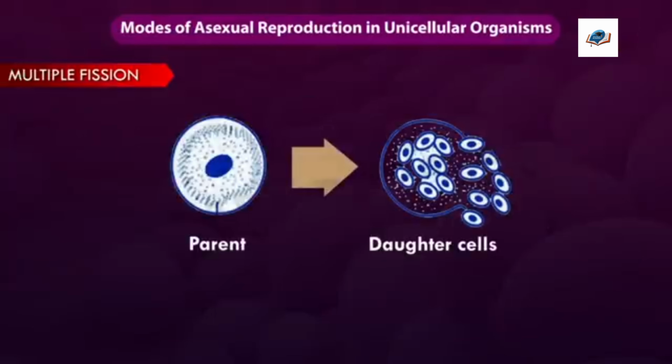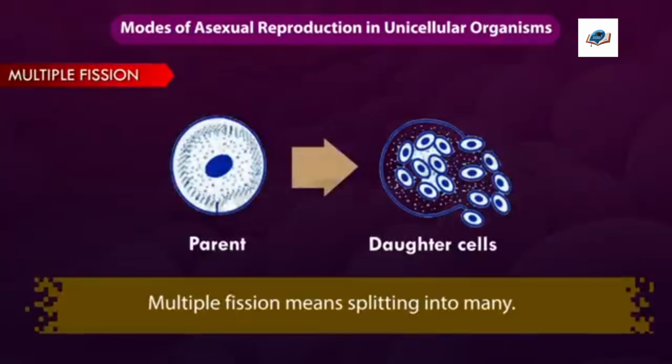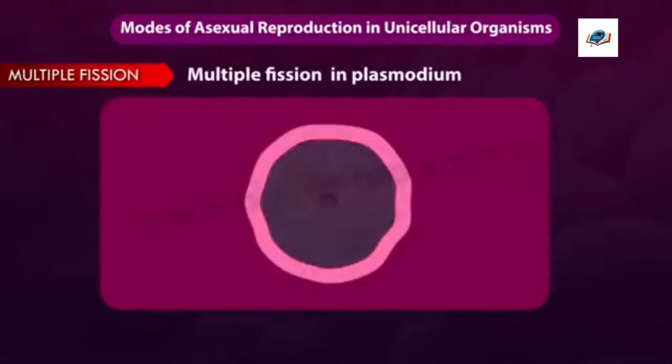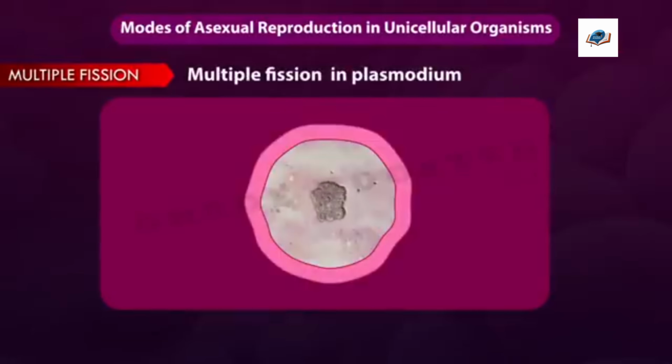Multiple fission. Multiple fission means splitting into many. That means one organism splits into many new organisms. Certain single-celled organisms like Plasmodium reproduce by multiple fission.